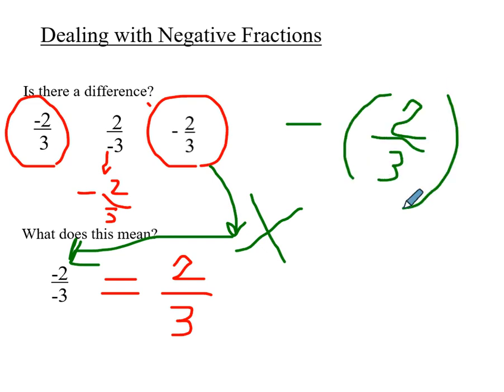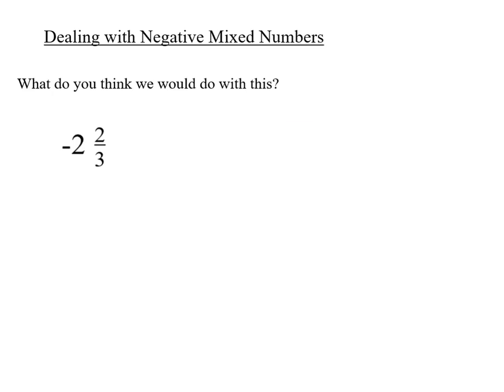It means the opposite of 2/3. This is something very different. This is like -2 divided by -3, which is +2/3. Okay, next thing just to quickly talk about, what if there's a negative mixed number?